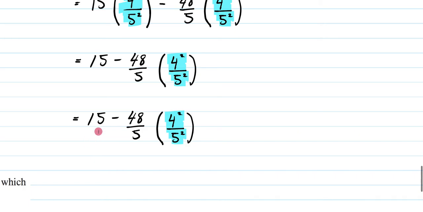So I'm going to turn this 15. I'm going to times that 15 by 5, and 15 times 5 is 75. So I'm going to get 75 over 5. And then what I can do is go, all right, what is 75 minus 48? Well, that is going to be 27 over 5. And then I will finally go, this is going to be 16 on 25.